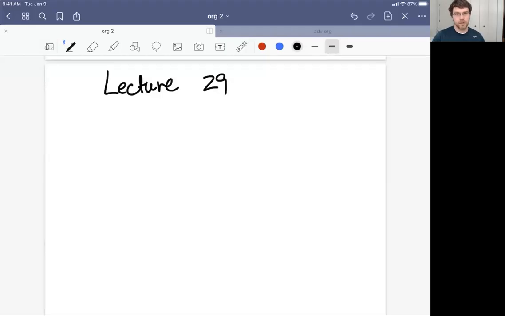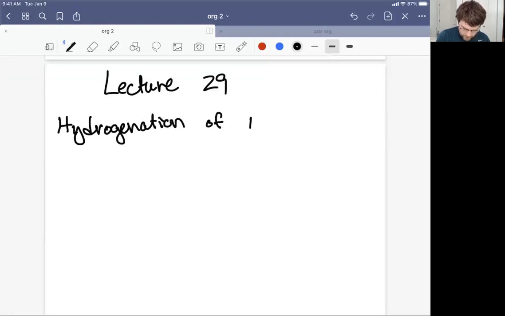In this lecture, we're going to look at more reactions of alkynes. And so we're going to start with the hydrogenation of alkynes. Hydrogenation of alkynes.